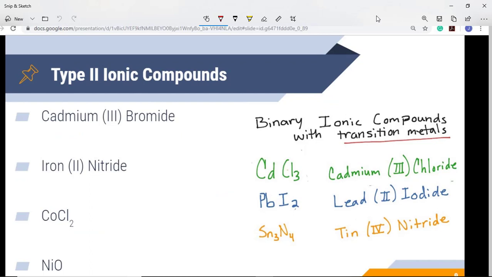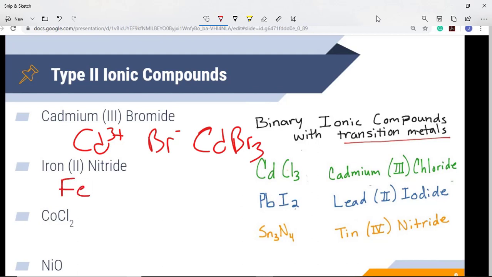So here we have cadmium, and there's a Roman numeral 3 that tells you that cadmium has a 3 plus charge. Bromide, again Br, the minus. Make sure your charges are balanced here. So this is going to be CdBr3. Iron 2 nitride, again, iron here has a 2 plus. Nitride, 3 minus. Least common multiple of 2 and 3 is 6, so we're going to need 3 irons and 2 nitrides. Okay. Now we look at the bottom two here. These are in your type 2, so we know that this is cobalt chloride.